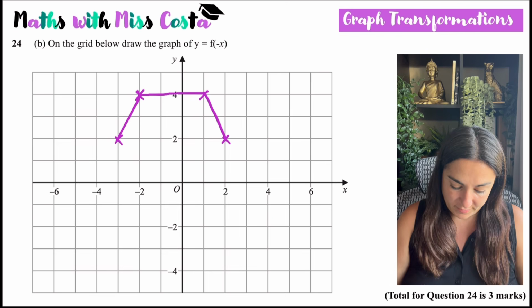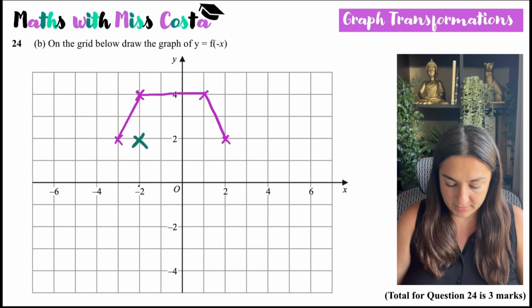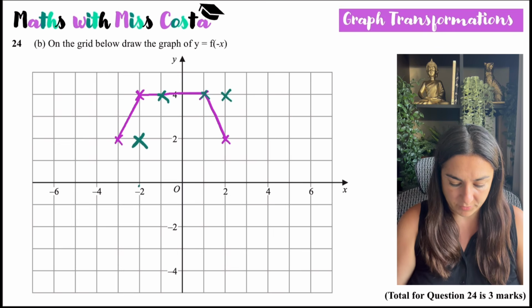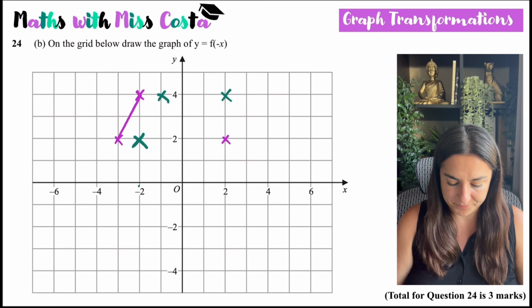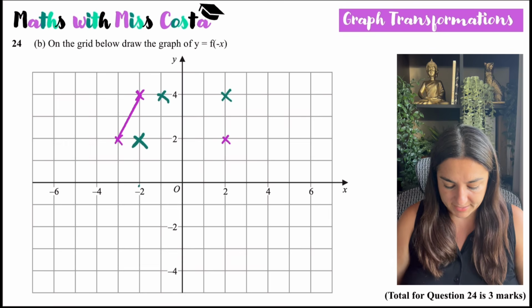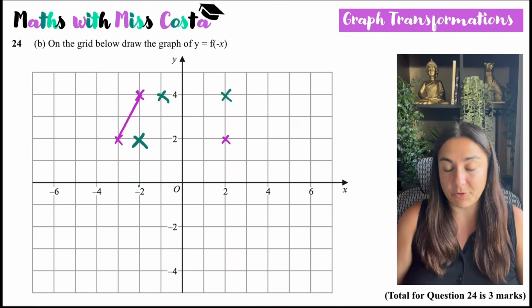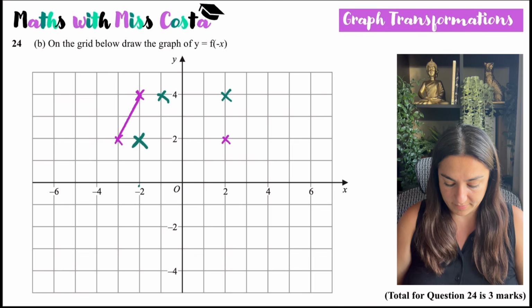So the 2 is now going to be minus 2. So we've got 1, 4 over here, and that's now going to be minus 1, 4. We've got minus 2, 4. That's now going to become 2, 4. I made that confusing by drawing that. Okay. And then the last coordinate is minus 3, 4. That's now going to become positive 3.